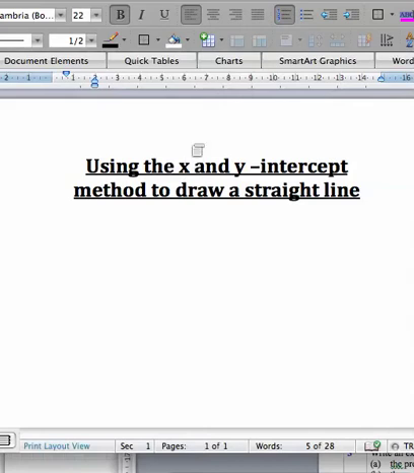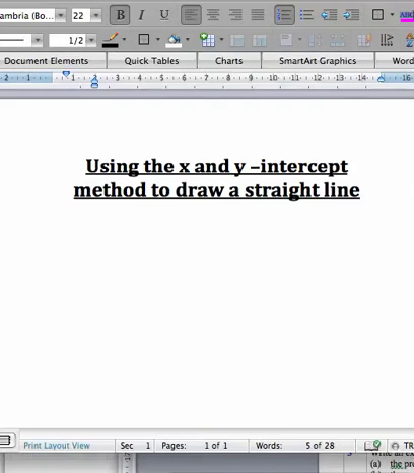Hi, so this session is on using the x and y intercept method to draw a straight line. There are two other methods we have covered. The first method was using a table of values. The second method we looked at was using the gradient and the y-intercept method.